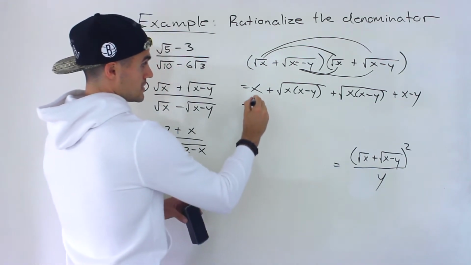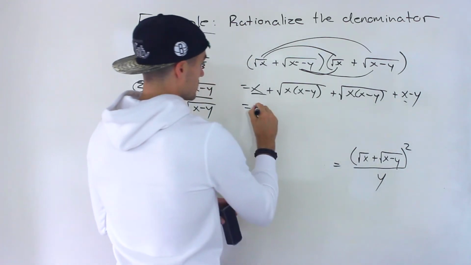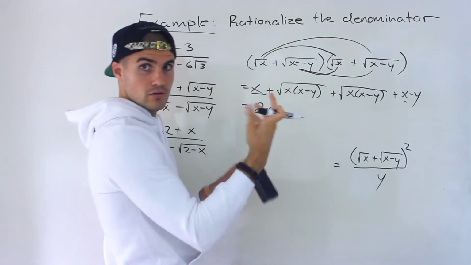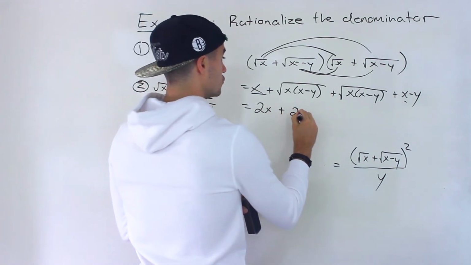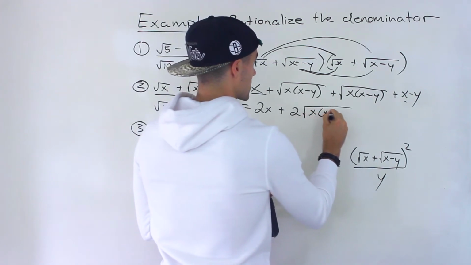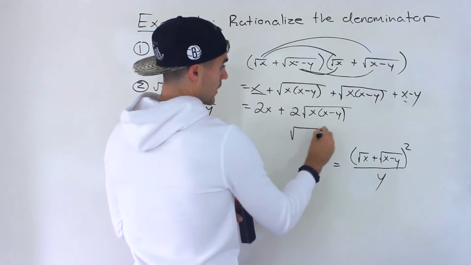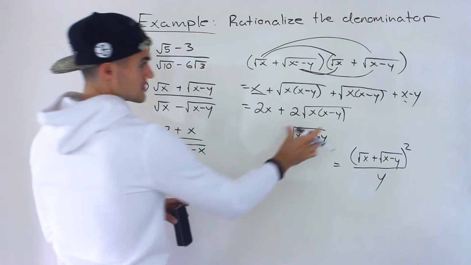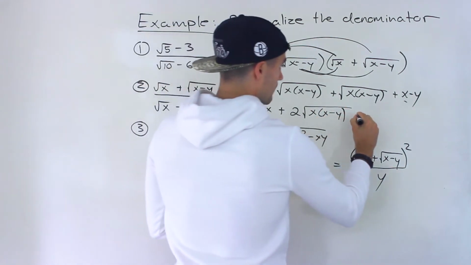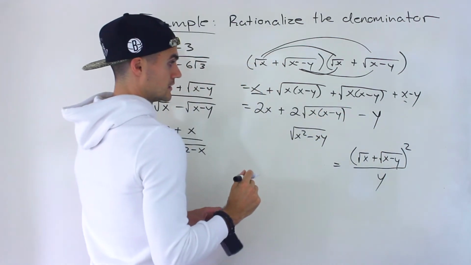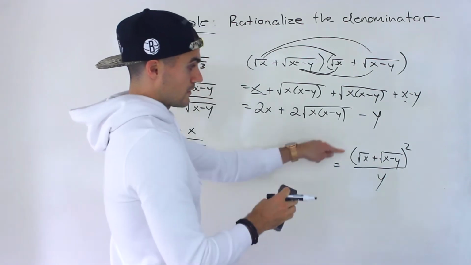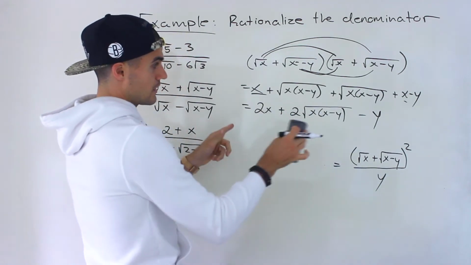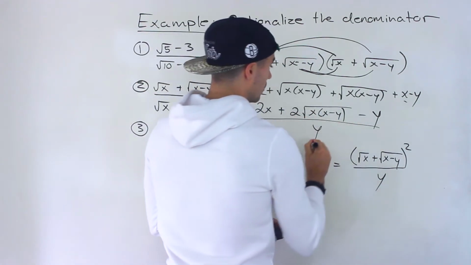And then this here, what's it going to simplify to? Well, notice we'll have x plus x, so that would be 2x. And then this plus this, these are like terms, right? Notice the radical is the same, so this would end up being 2 root x times x minus y. You may also see this radical expanded like that. I'm just going to keep it factored there. And then we have that minus y at the end like that. Right? So this numerator, if you expand it, it ends up being this. Can't simplify this any further, so this would be all over y.